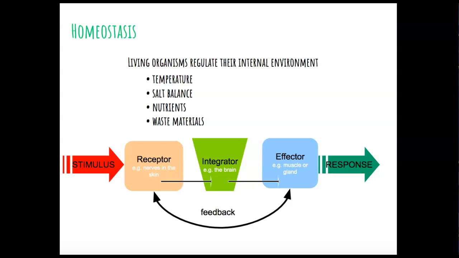There's an integrator, such as your brain, and then an effector, such as a muscle or a gland, and it will respond. And there's a constant feedback loop. If we're talking about temperature, your receptor would be your nerve cells. They sense that the temperature is hot. Therefore, your body starts to sweat in an attempt to cool you down. And until your body re-regulates, your body will continue to react in that way. Once your body has cooled down, you will stop sweating. So that's the feedback loop that we're talking about.